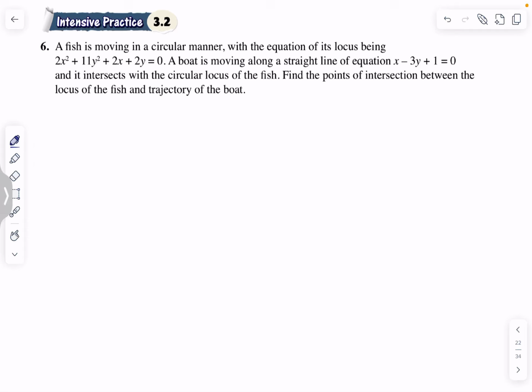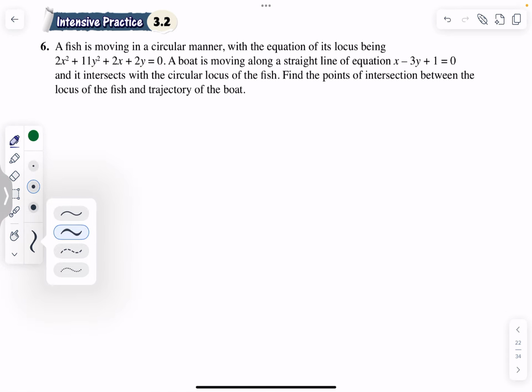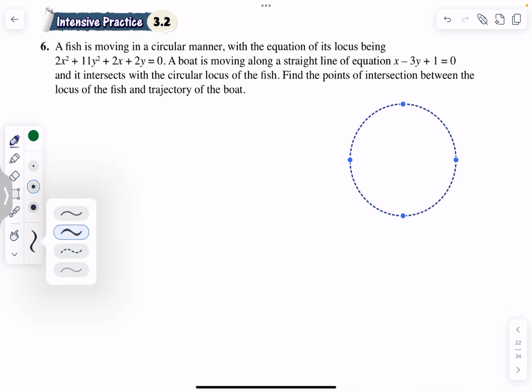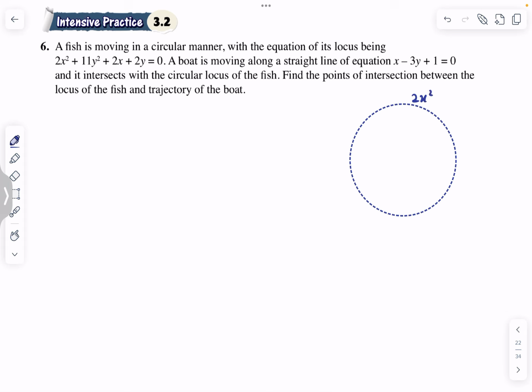Question 6. A fish is moving in a circular manner with the equation of locus being this one. Locus means the pathway of a fish. If you have x square, y square, x, y and a number, that means it's moving in a circle. So let's just assume the fish is moving in a circle like this. So the equation of the circle is 2x square plus 11y square and so on. This is the equation.